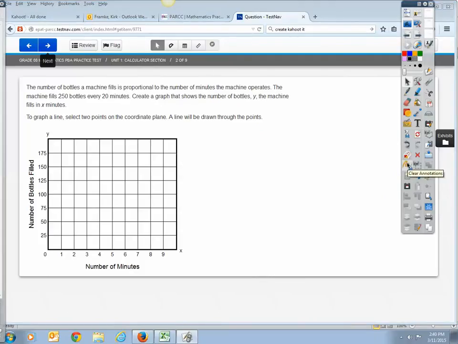The number of bottles a machine fills is proportional. Now, when you see proportional, you know proportional means linear, so we should be looking at something that's in the form y equals mx plus b. I'm guessing b is going to be 0. So let's start over again.